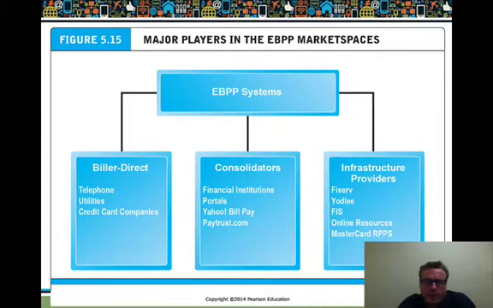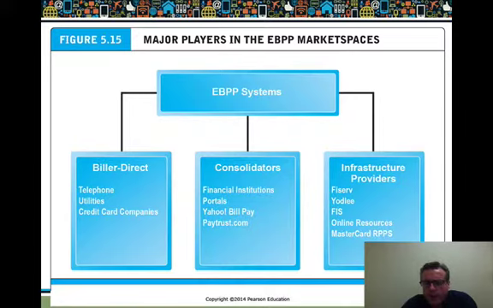Another area that's quite big is electronic bill presentment systems. This is where you can again use Biller Direct, where for telephone companies, you set up your account with your telephone company or your water company and go onto their site online and pay them directly. You can also do that with your credit card companies.